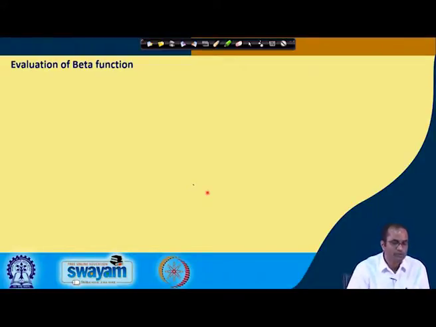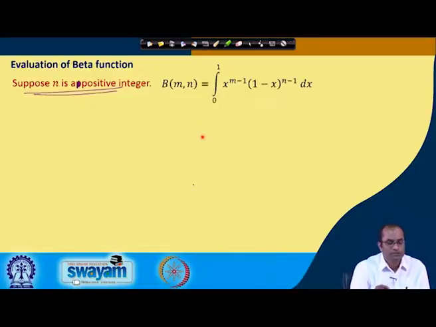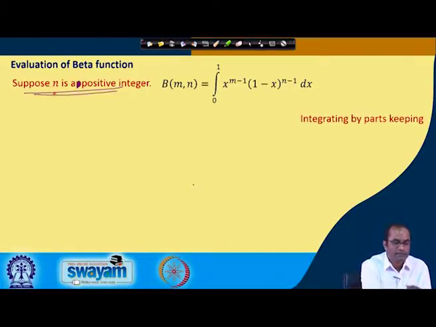The question is the evaluation, because these are special integrals, improper integrals, and special care has to be taken to evaluate these beta functions. Suppose here n is a positive number. In many cases we can compute that integral in a very simple fashion. So, the first case we are considering is when n is a positive integer. In this case we consider beta(m, n) as the given integral, and we integrate it by parts.